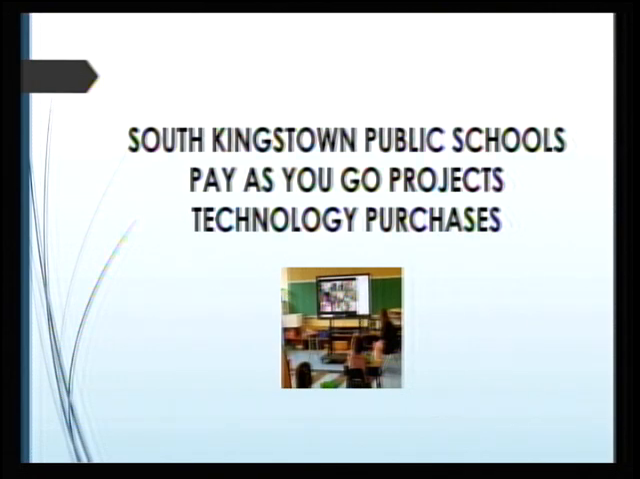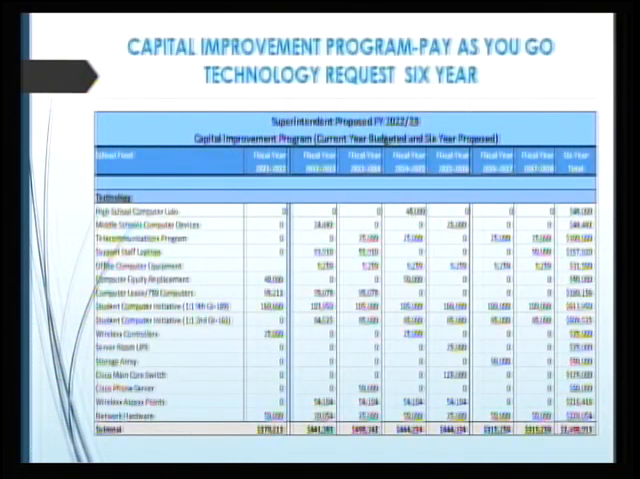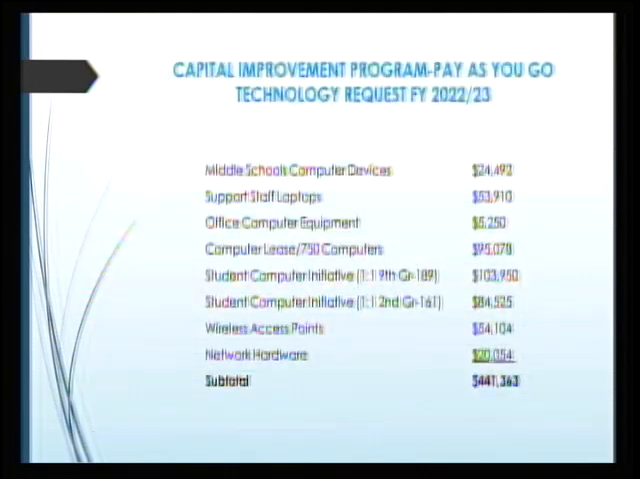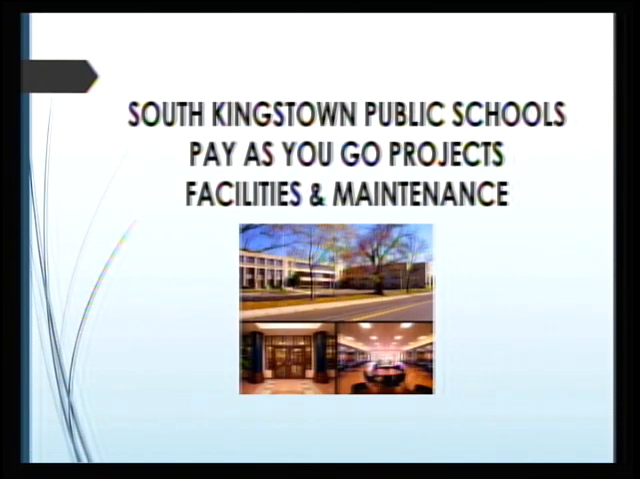So for our technology purchases for pay-as-you-go projects, what you see here is the actual 6-year plan. These are the requests for the 22-23 fiscal year, which is actually the first year of that 6-year plan. We are continuing to increase our one-to-one technology plan for our students, and this also is inclusive of a replacement plan. I'm going to have Brian Mahoney speak to the facilities.